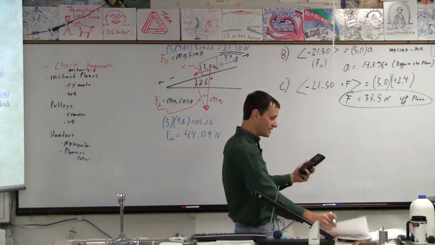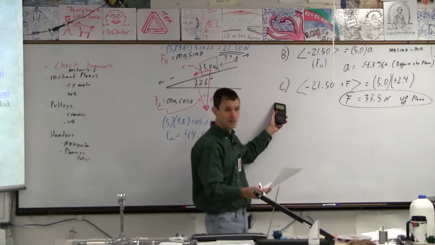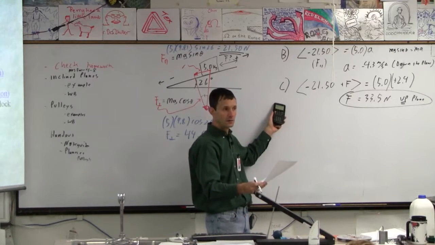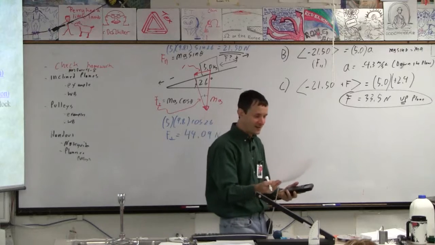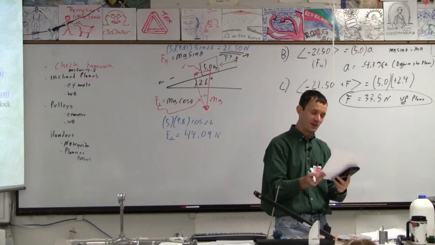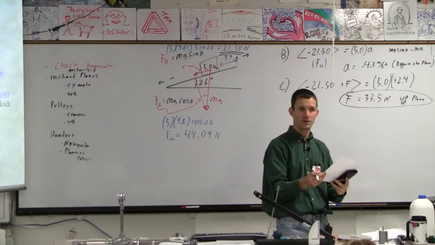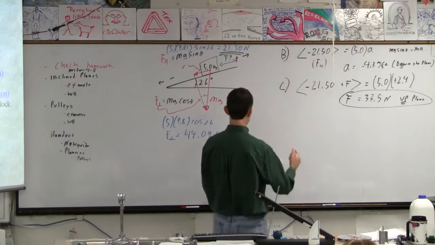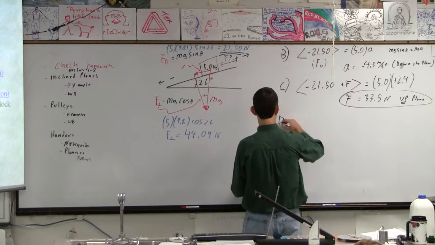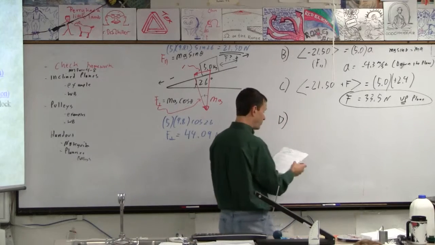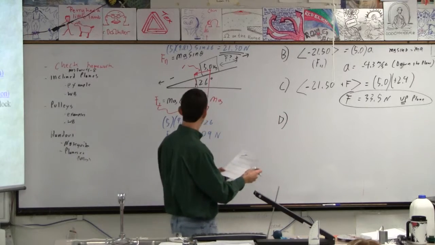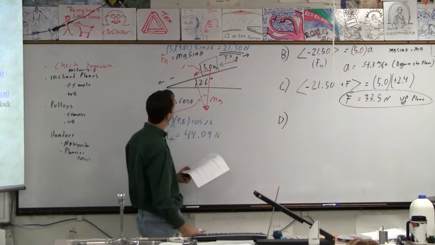Okay, so D says, are we good on C? Other questions on C? Okay, D, they get a little harder, right? D says, what force in what direction would make the block slide down the plane with an acceleration of 5.2 meters per second squared down the plane? Right, so now it's got to accelerate down the plane at 5.2 meters per second squared, and there's some unknown force acting on it, right?